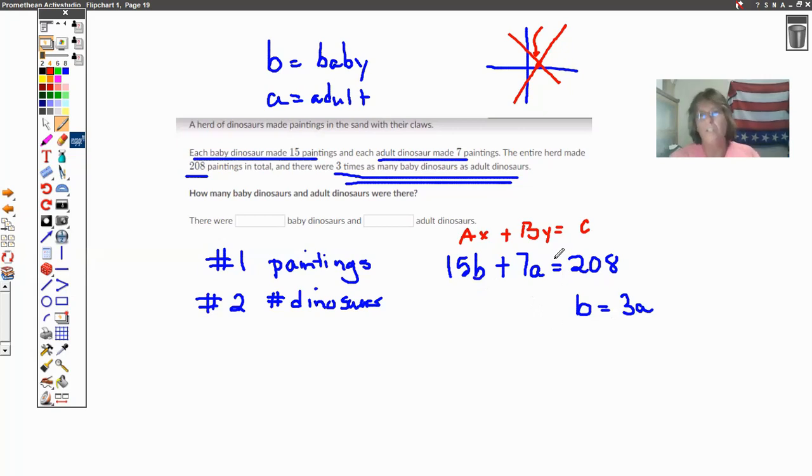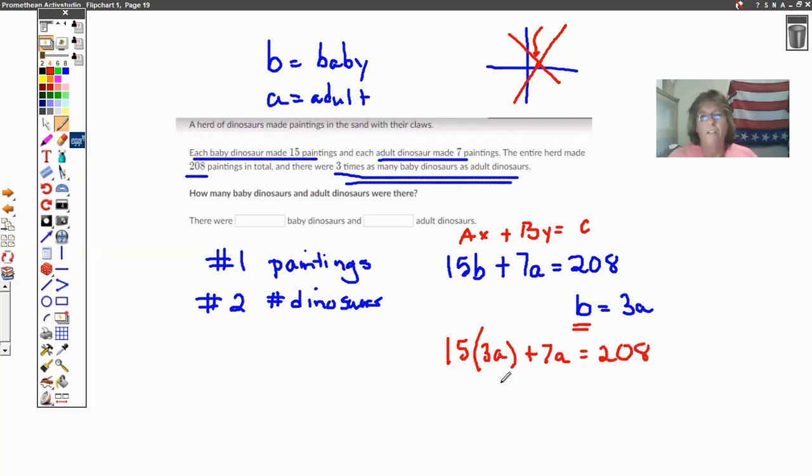With substitution, if one of the equations already tells you what its value is, you can substitute it into the other equation. I know that B is 3A, so I'm going to substitute that up here, and that's how I'm going to solve this. So I'm going to do 15 times 3A plus 7A is equal to 208.